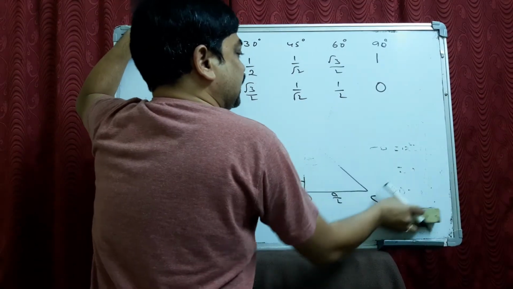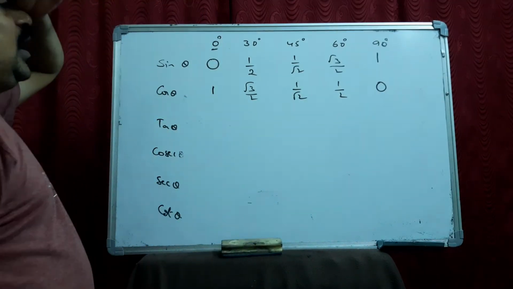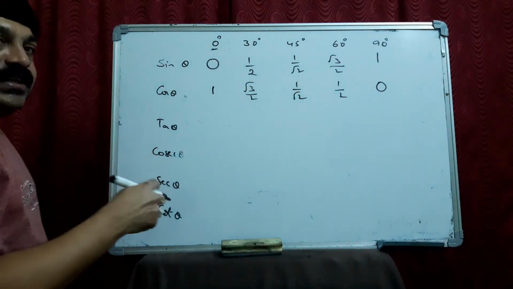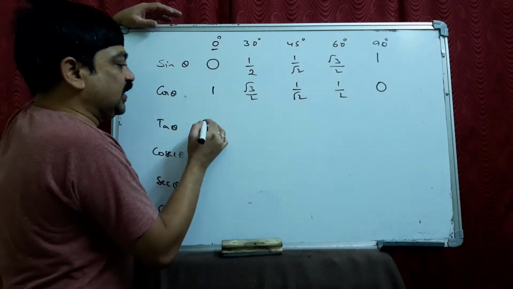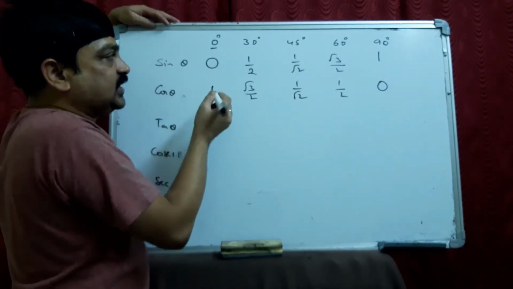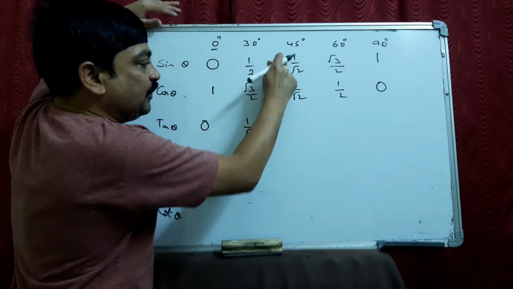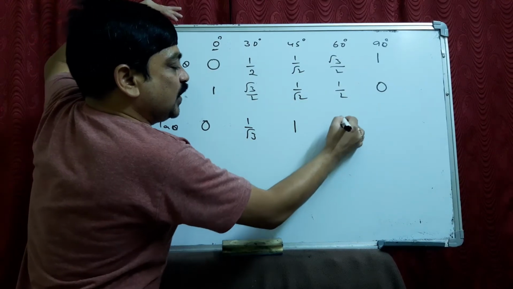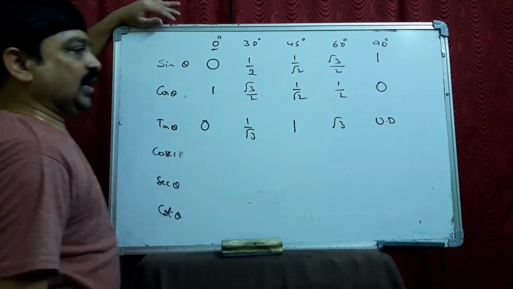So like this you can find out the first two. If you find out the first two, the rest are very simple. You can easily do it. How? We know tan theta is sin theta by cos theta. So 0 by 1, 0. And sin 30 by cos 30 is also this by this, just first row divided by second row. 2 gets cancelled, it is 1 by root 3. This becomes 1. This becomes root 3. Now 1 by 0 is undefined.